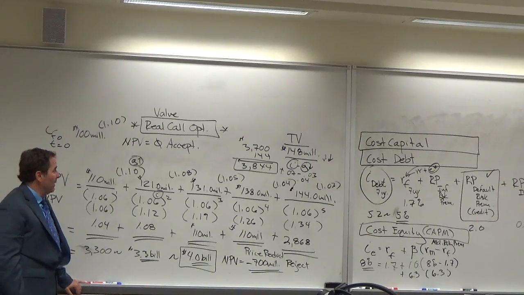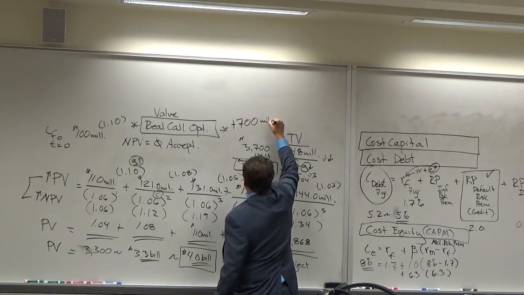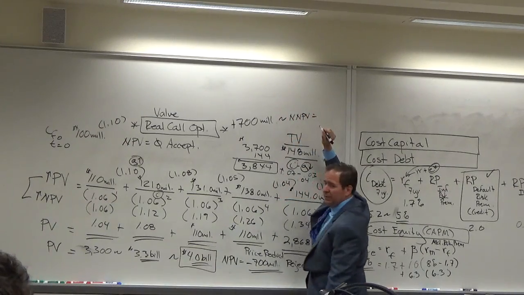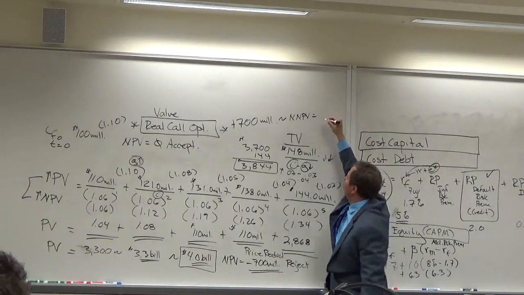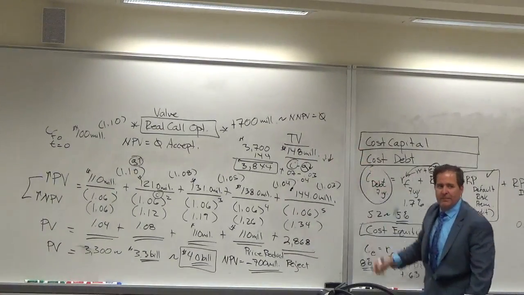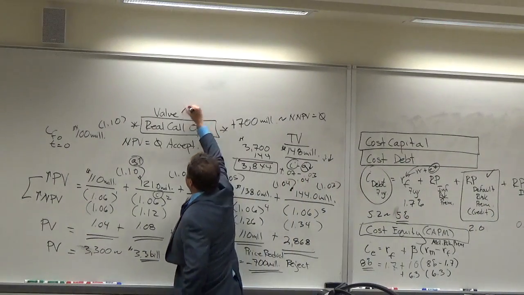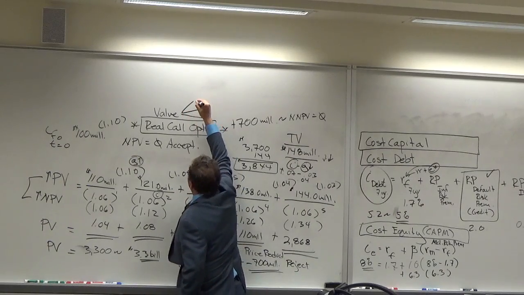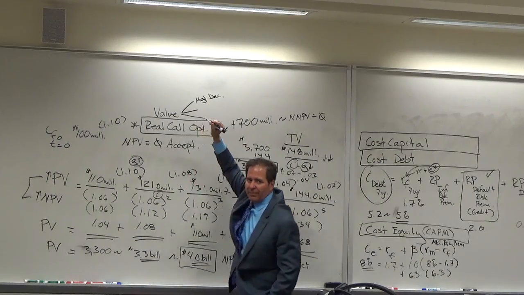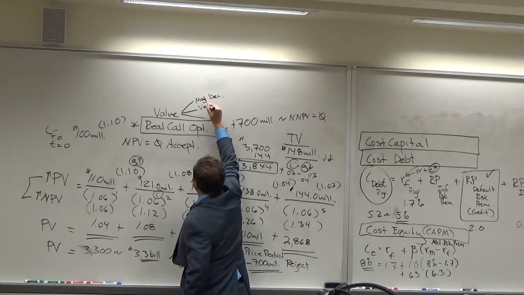Yeah, so if your real call option is plus 700 million, then what is your net present value equal to? Do you accept it or reject it? I think so. Okay. And the value of these real call options are driven by three things. Management decision, deciding when they want to buy this company.